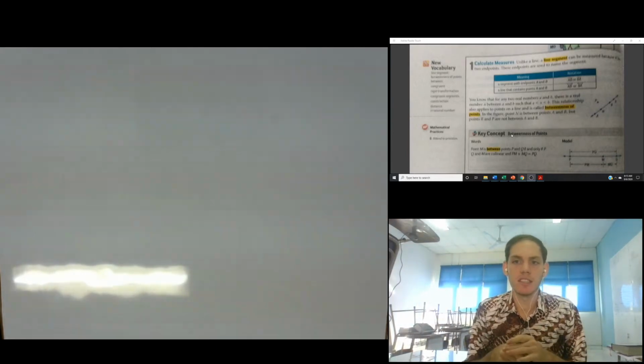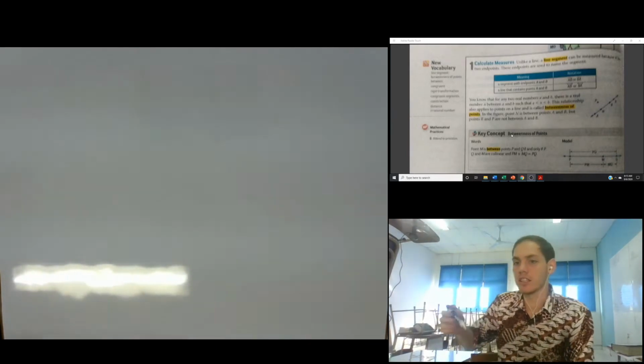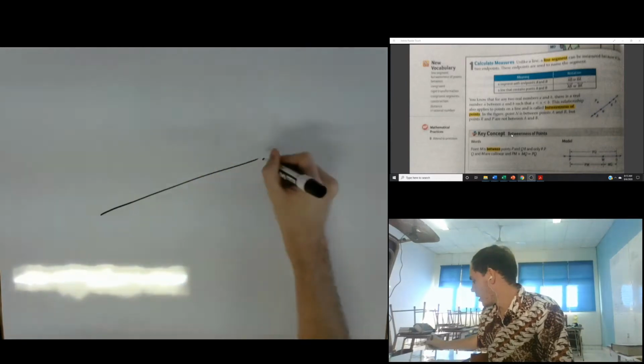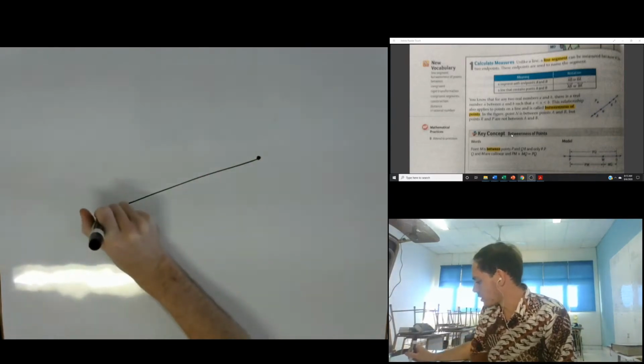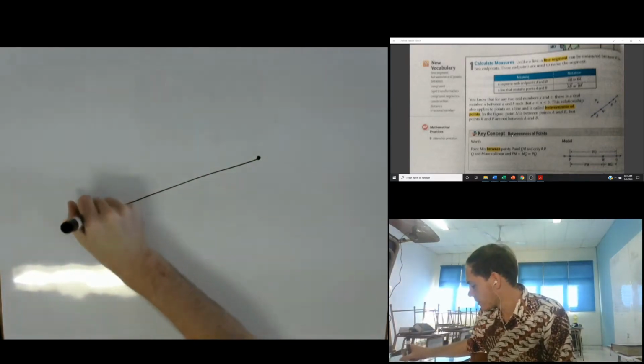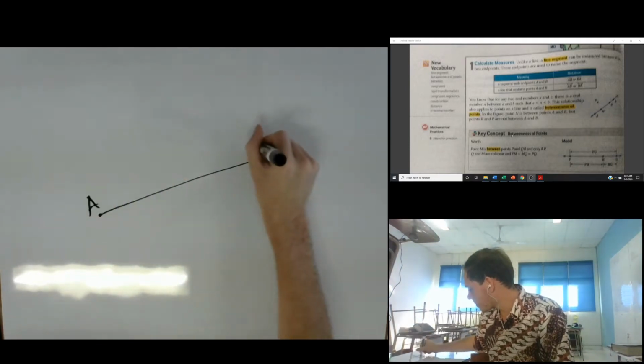So one of the key things is a line segment. Now, a line segment obviously is the line, and it has two endpoints. So in this case, let's call this A and B.